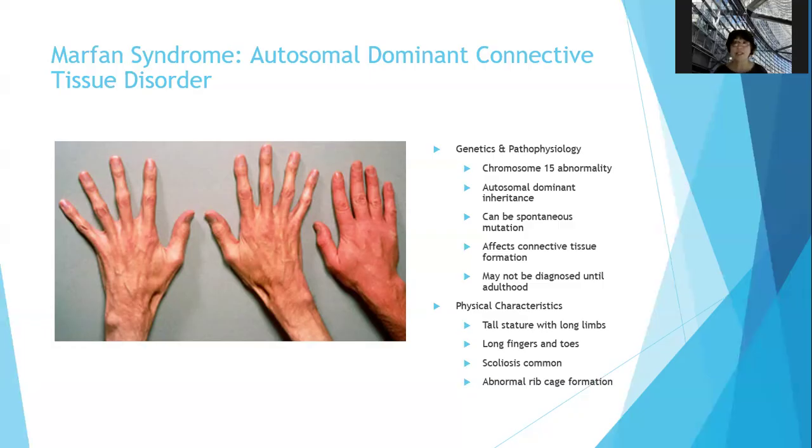Some historians theorize that Abraham Lincoln had Marfan syndrome because he was tall, long-limbed, and had the characteristics of it, but we don't know.